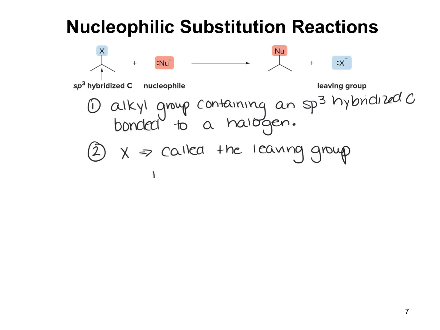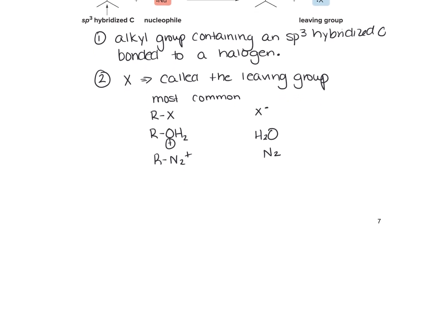The most common are your halogens, where we have some sort of RX, and then you get the X with a negative charge. Or we have ROH2+, where then you get water. Or we have RN2+, where you get nitrogen. Then the third thing you need is a nucleophile.